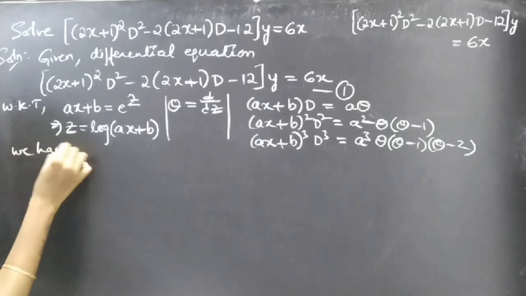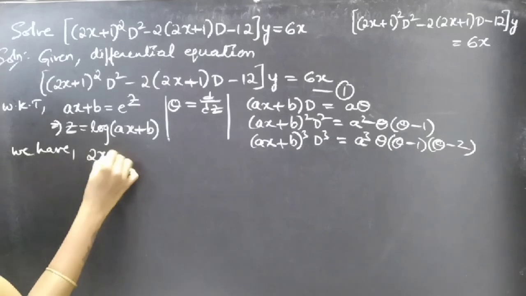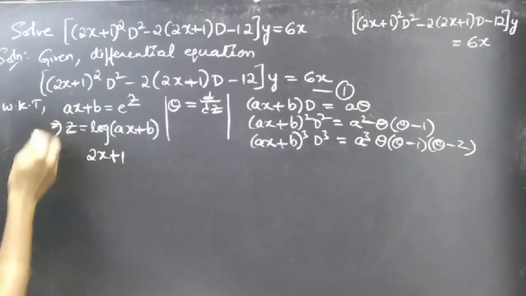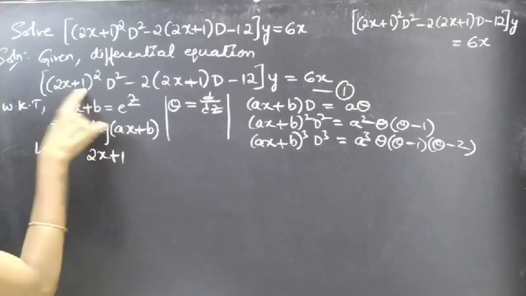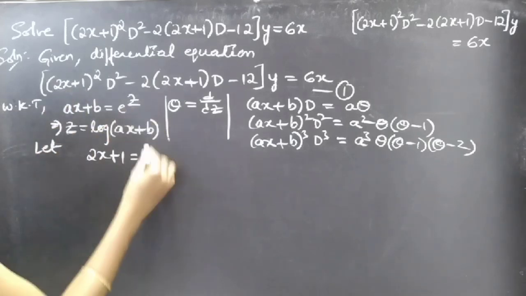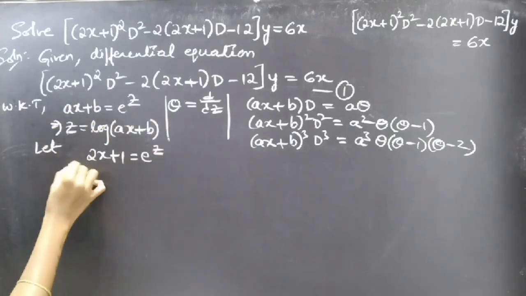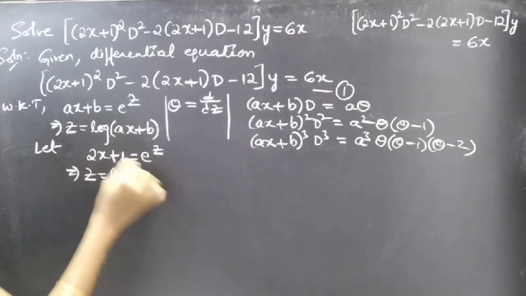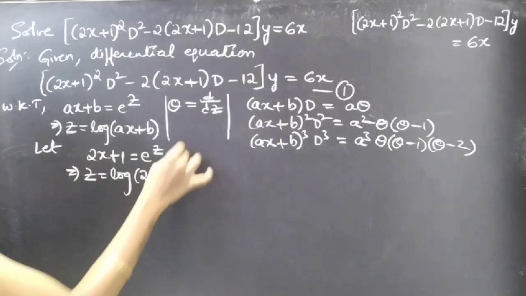We have 2x plus 1, right? Let 2x plus 1 equal e power z. From this we'll get z equal to log of 2x plus 1, right?